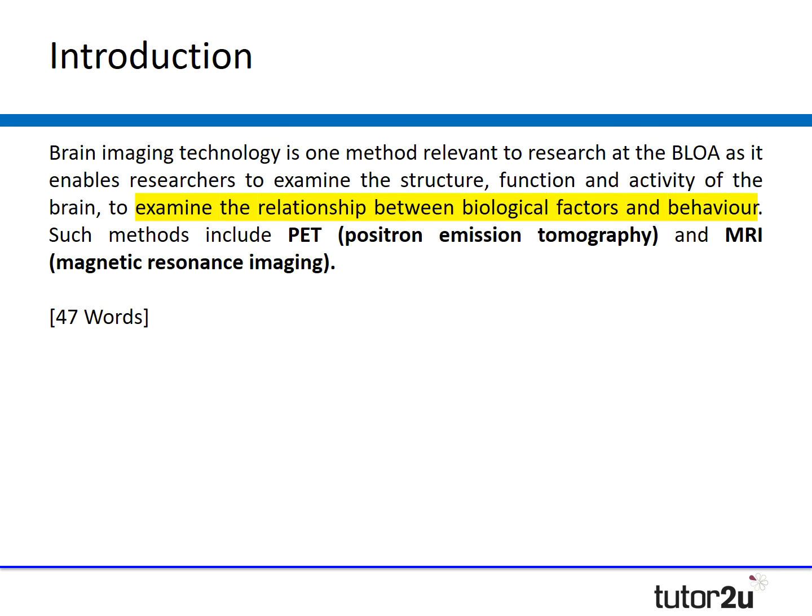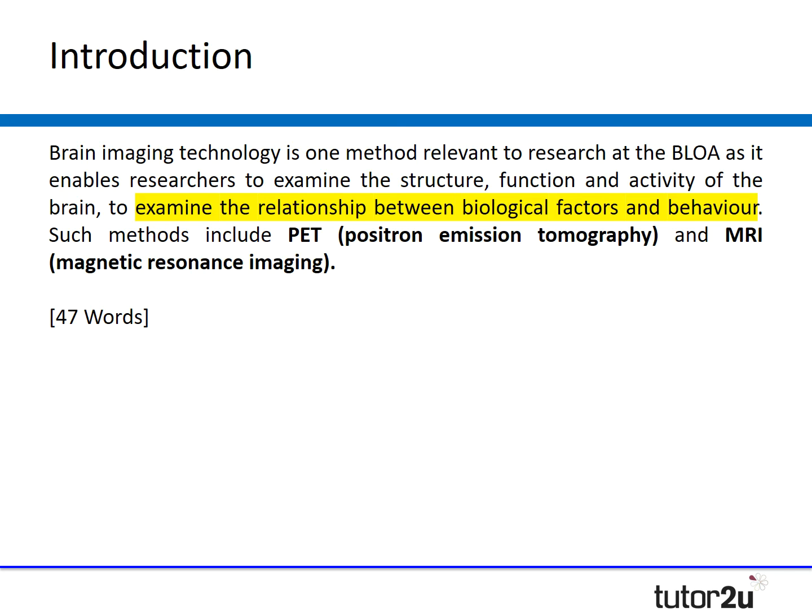So here's my introduction. Brain imaging technology is one method relevant to research at the biological level of analysis, as it enables the researchers to examine the structure, function and activity of the brain, to examine the relationship between biological factors and behaviour. So you can see within the first 3 lines I've already linked my answer back to the question. I'm showing the examiner that I've actually read the question and I'm answering it. Such methods include PET scans and MRI scans.